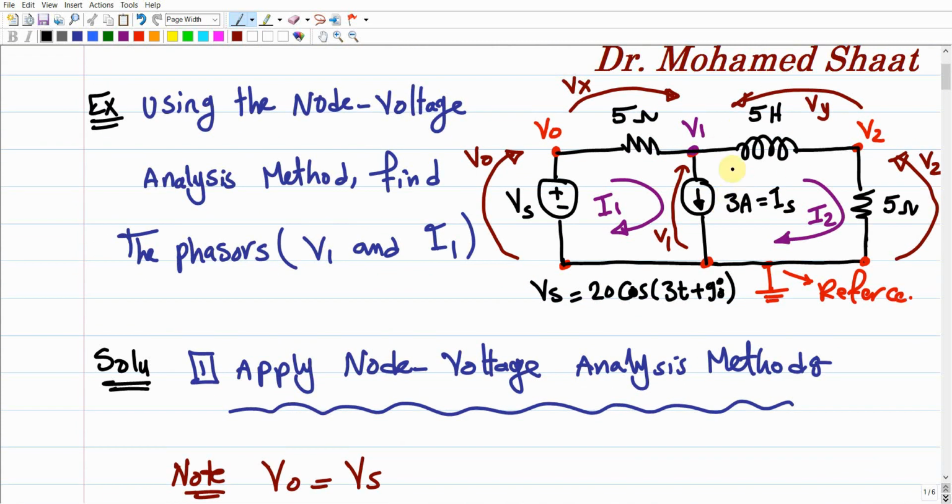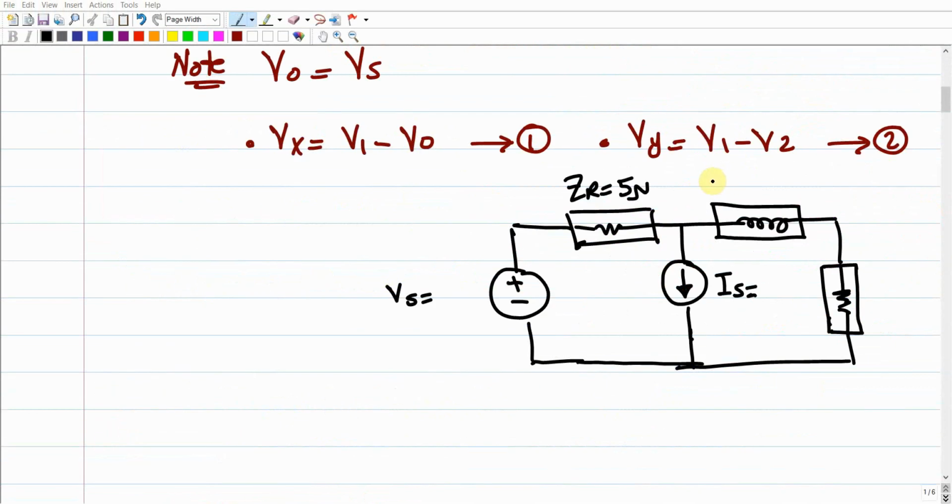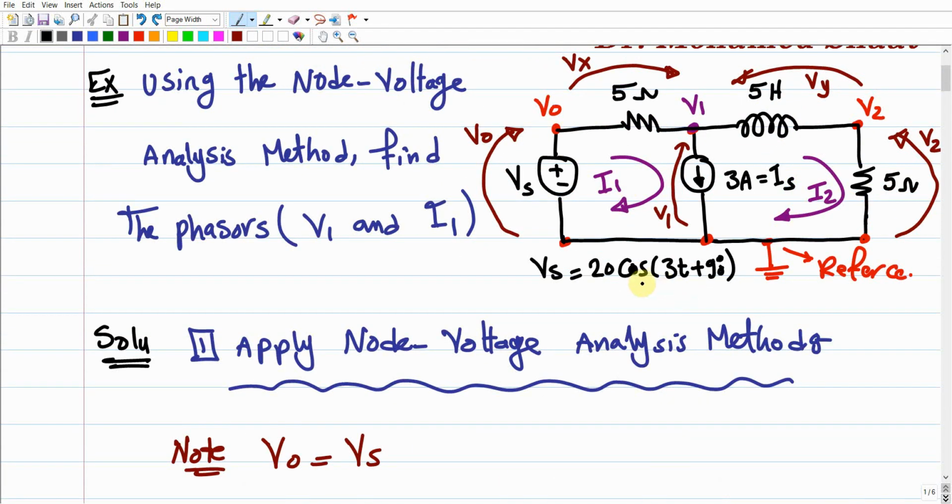And for the inductor, ZL should be, as we defined it before, J omega L, where L is the inductance of the inductor, and omega is the frequency of the forcing term, the input voltage here, which should be 3. So I'm just going to make a little change to this 3 value. I'm just going to put it as 1, just to make the calculation simpler.